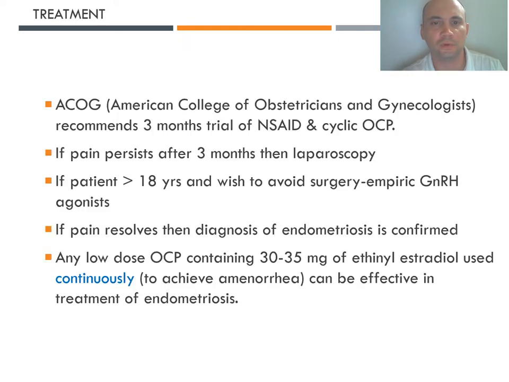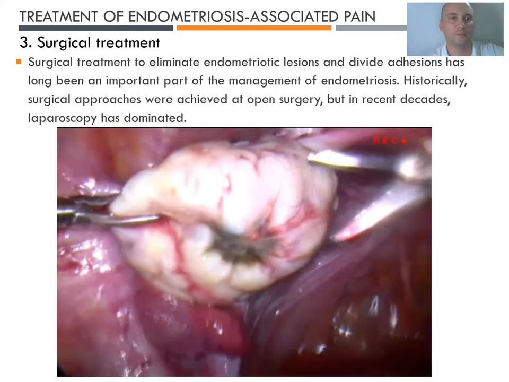The American College of Obstetricians and Gynecologists recommends a 3 month trial of non-steroidal anti-inflammatory drugs and oral contraceptive pill therapy. If pain persists after 3 months, then laparoscopy. If patients are over 18 years old and wish to avoid surgery, they may be put on gonadotropin-releasing hormone agonists. If pain resolves, then the diagnosis of endometriosis is confirmed. Any low-dose oral contraceptive pill containing 30-35 micrograms of ethinyl estradiol used continuously to achieve amenorrhea can be effective in the treatment of endometriosis.